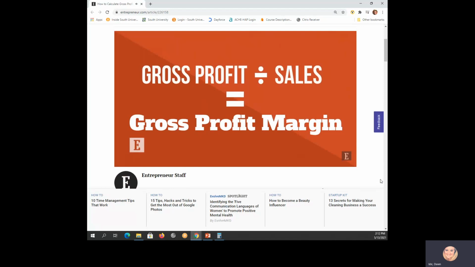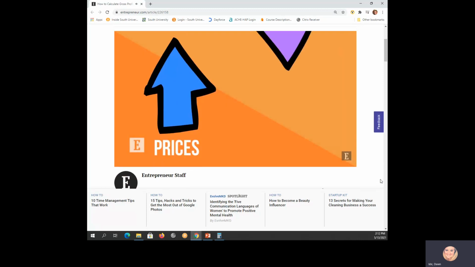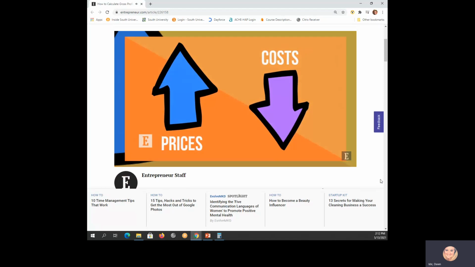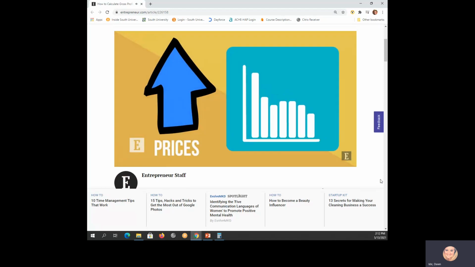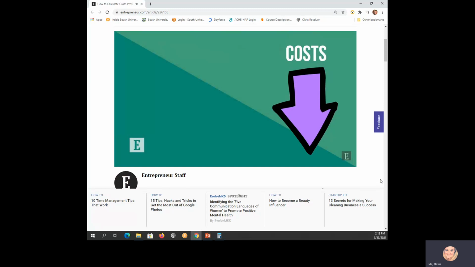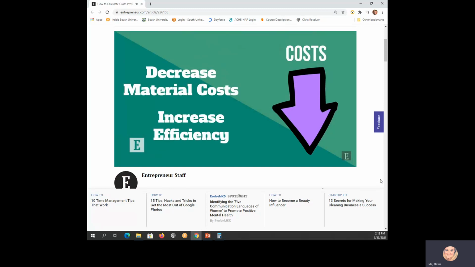There are two key ways for you to improve your gross margin. You can increase your prices, or you can decrease the costs to produce your goods. An increase in prices can cause sales to drop, and if sales drop too far, you may not generate enough gross profit to cover operating expenses. The second method of increasing gross profit margin, lowering the costs to produce your product, can be accomplished by decreasing material costs or increasing efficiency.